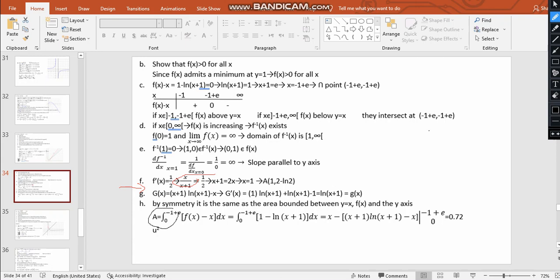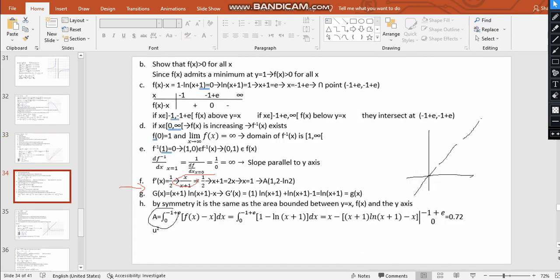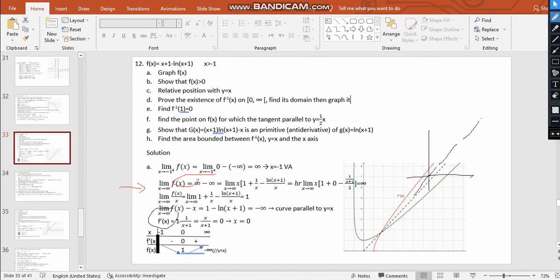Okay, so let me graph it here. Let me go back. This curve, the point here is minus 1 plus e. When we found the relative position, it was minus 1 plus e. So you're going to find, from 0 till minus 1 plus e, f of x, this part, minus what? Minus y equal to x. This area here, as we said, is equal to this area here. It's the same by inverse.